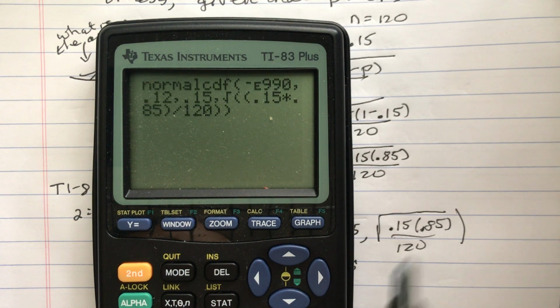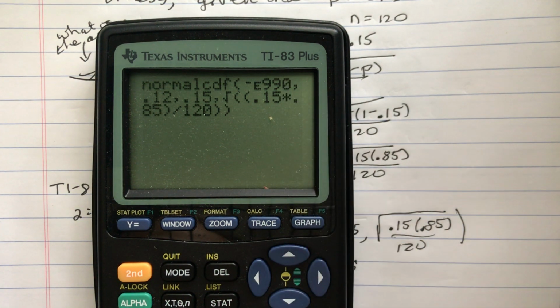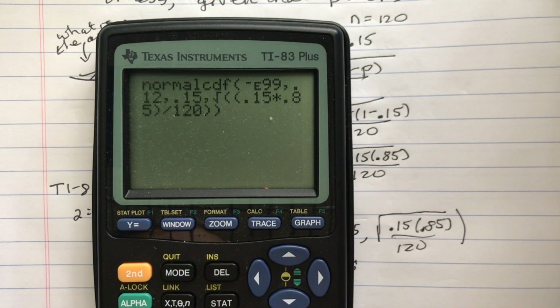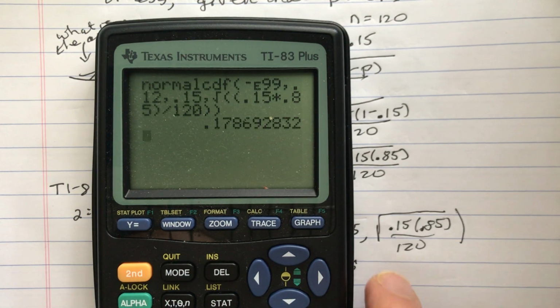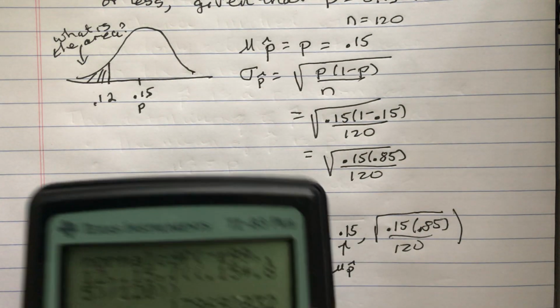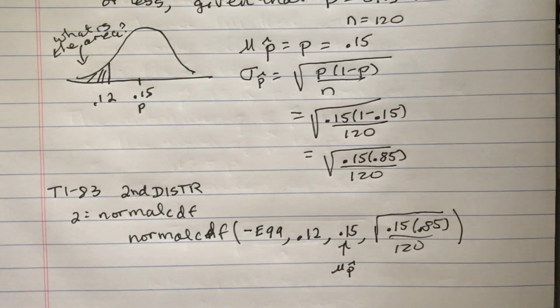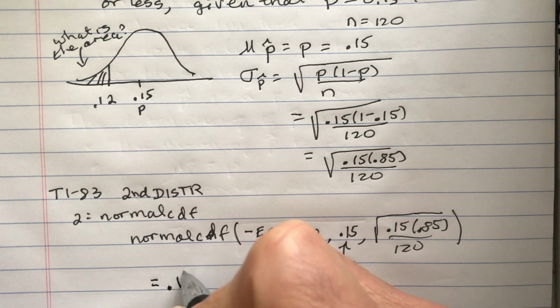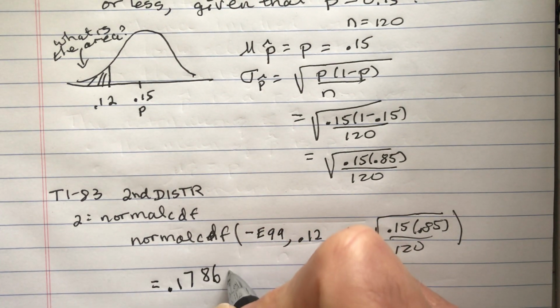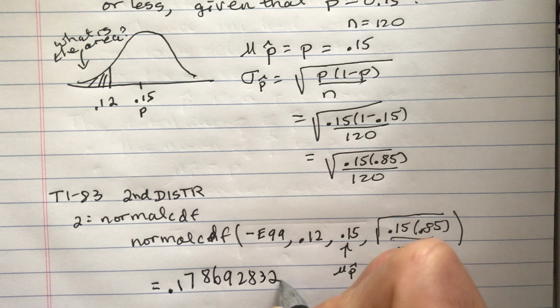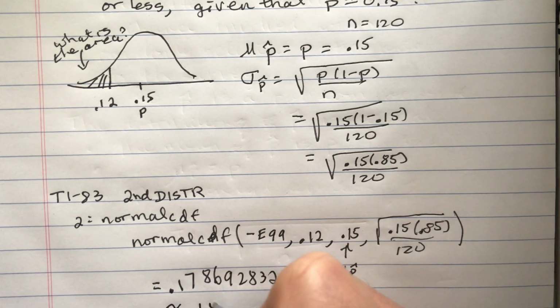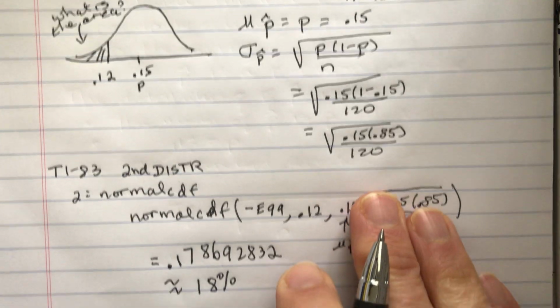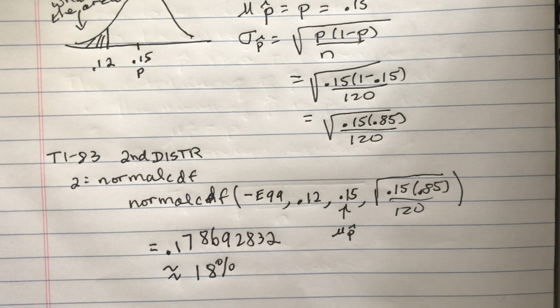What happened there? Something went wrong with my parentheses. Okay, so I have to delete too much. Okay, there it is: 0.178692832. So that's about 18%. So you have a small chance. 18% is not that small, but it's a little bit of a small chance that you're going to get 12% or less.